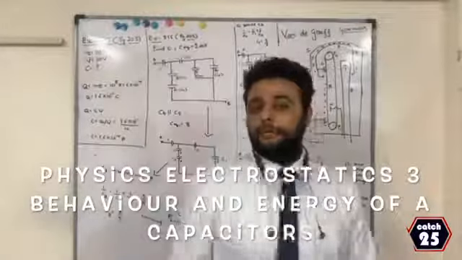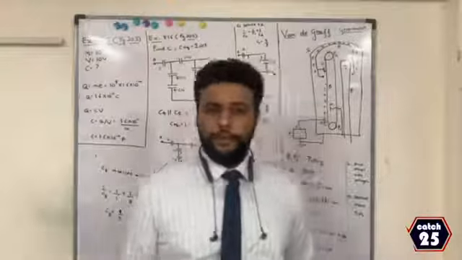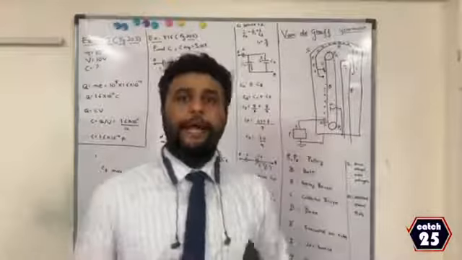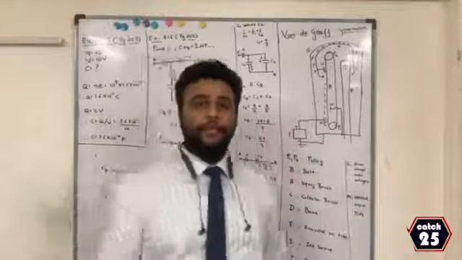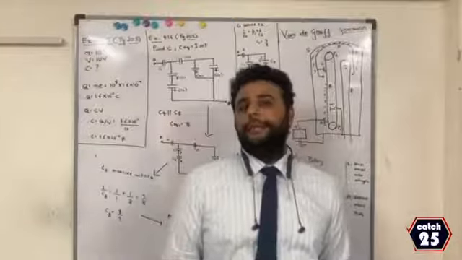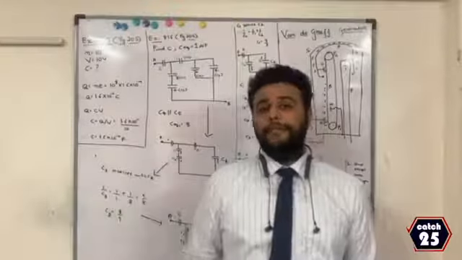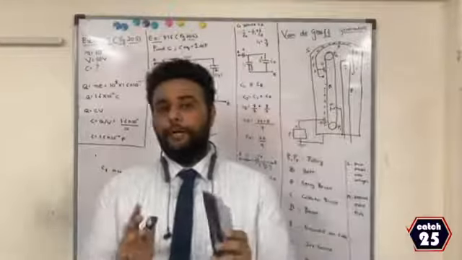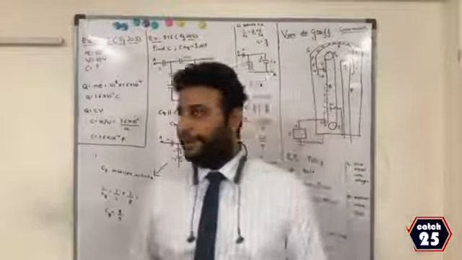Now we'll start with electrostatics 3. In this topic, we'll continue with the capacitors part, and we'll do one important topic, which is the Van de Graaff generator. In the last session, you have seen capacitors in series, capacitors in parallel, and what the equivalent capacitance is. Based on that, you have two examples in your textbook. We'll jump to that right away.